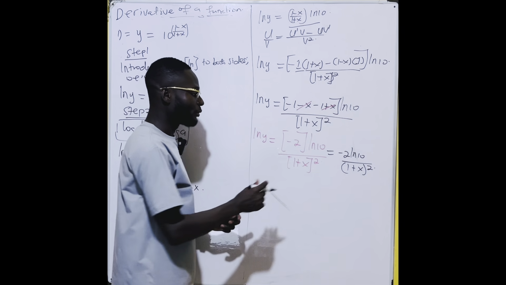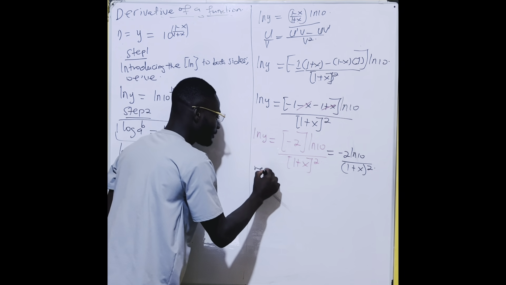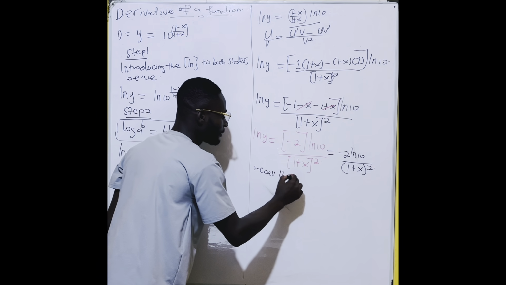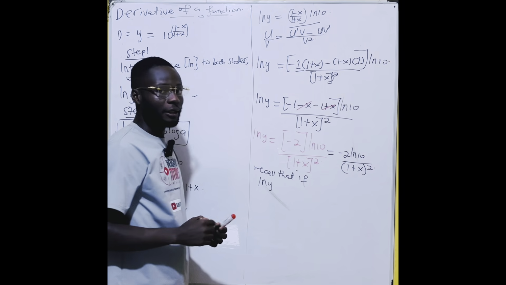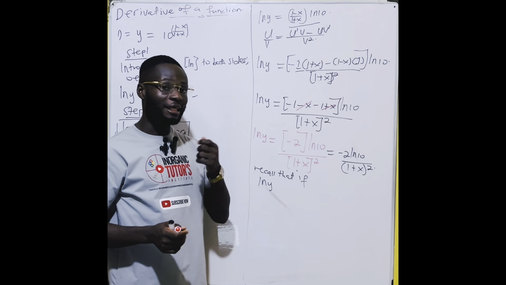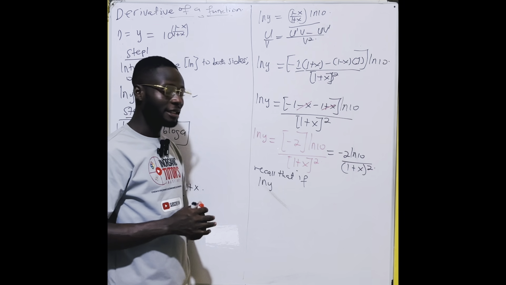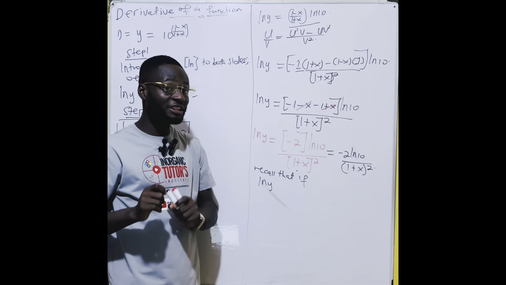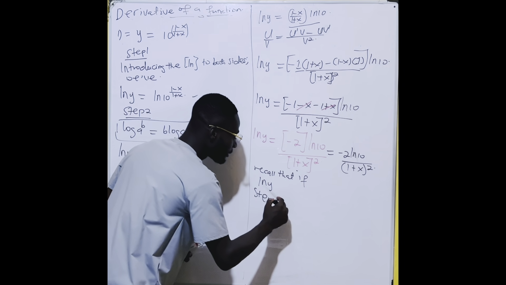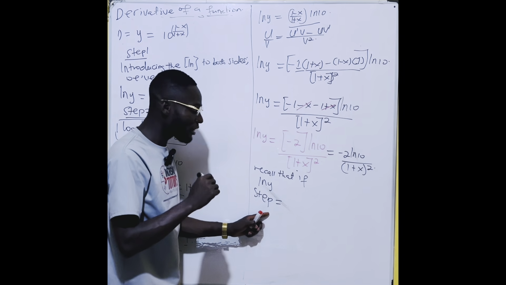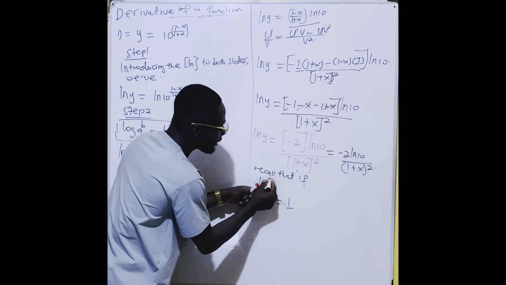Now, we are done with the right hand side. Let's come to the left hand side. Recall that if you have ln y, or if you have a function inside the natural log function, then if you are interested in differentiating it, step one, take 1 over the function inside the ln, right? So you're going to have 1 over the function inside the ln, which is y.